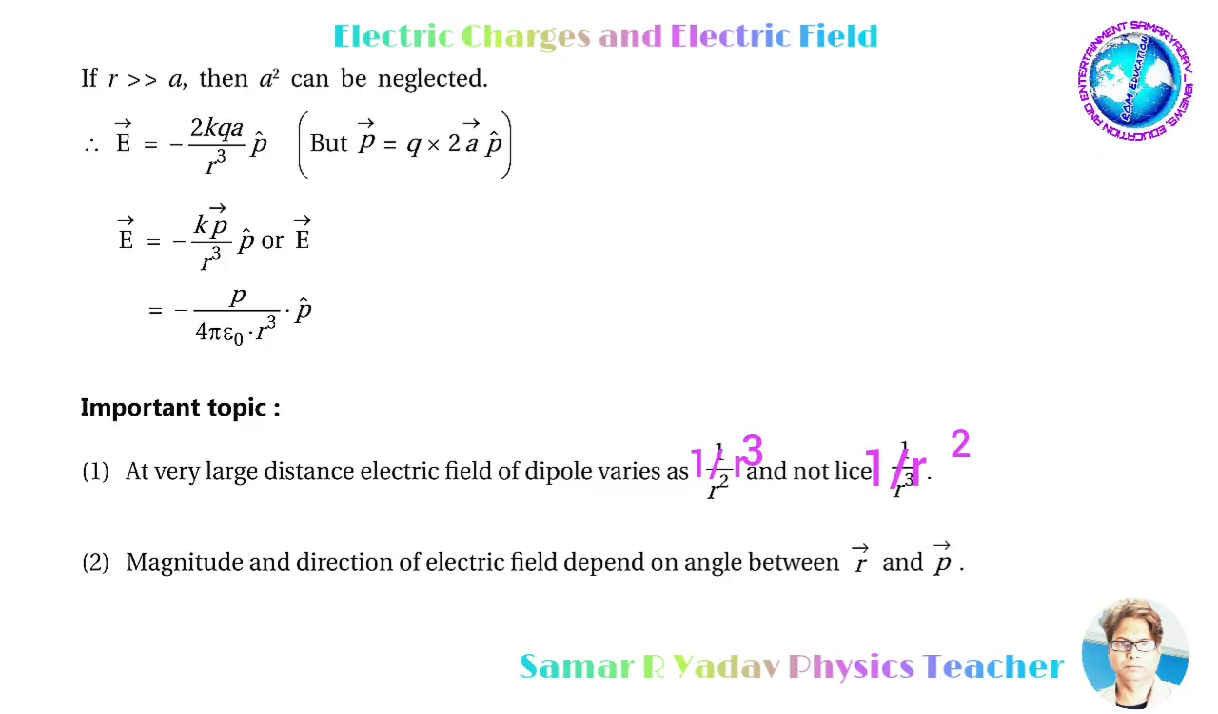Important points: First, at very large distance, the electric field of the dipole varies as 1 upon r cube and not like 1 upon r square. Second, the magnitude and direction of the electric field depend on the angle between vector r and vector p.